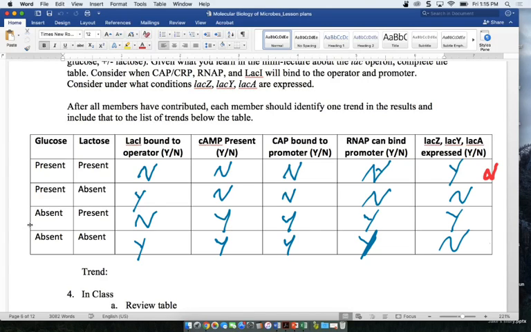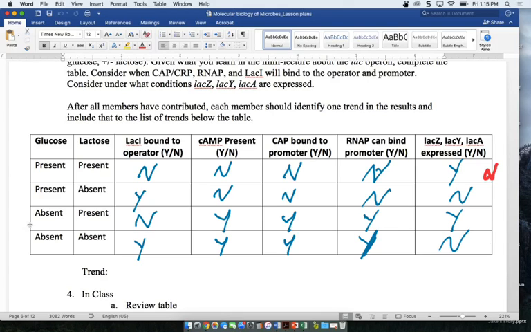All right. So why is this one a no? We've got that lactose is present, therefore LAC-I, or the LAC inhibitor, wouldn't be bound. What was the rationale? The CAP to the promoter. Yeah, the CAP needs to be there to increase the amount of activity, or to recruit that RNA polymerase to the promoter as well.